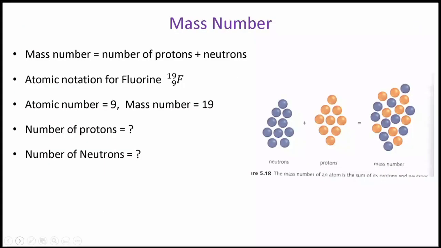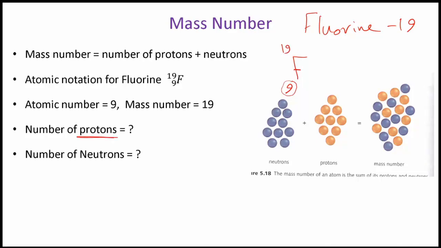So let's look at one of the examples. Let's take fluorine-19. Its symbol is F. We write down the atomic number in the subscript and the mass number in the superscript. Fluorine has 9 protons, so its atomic number is 9. And it has 19 nucleons, so its mass number is 19.